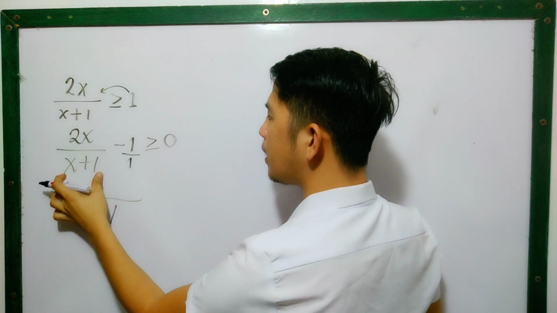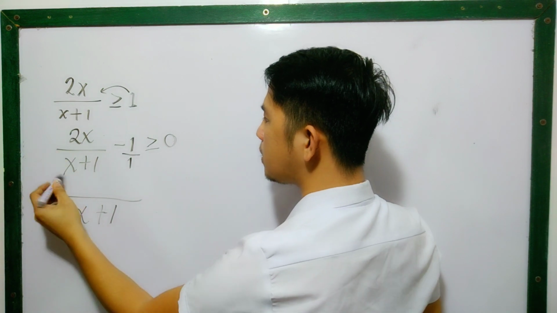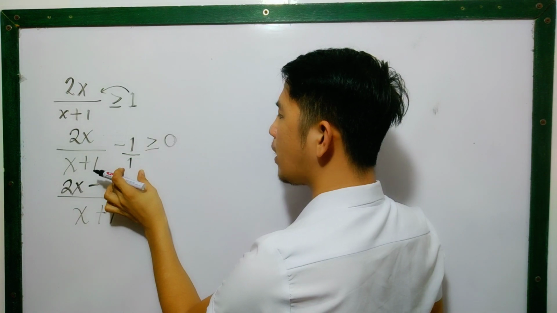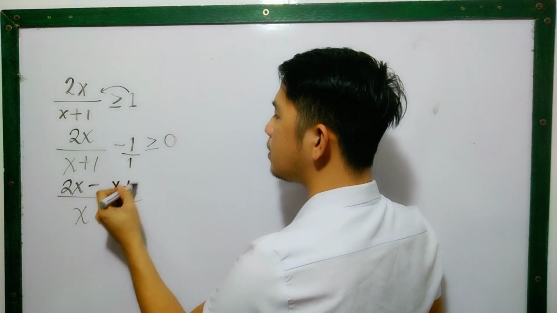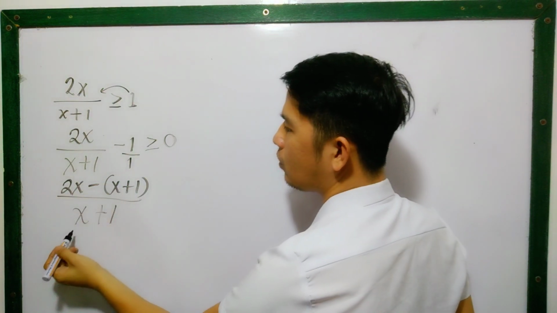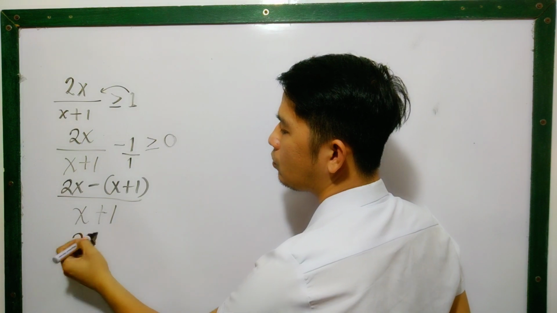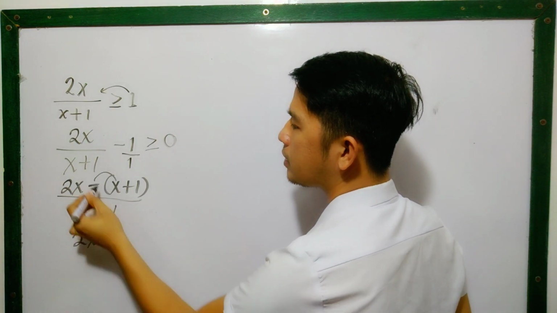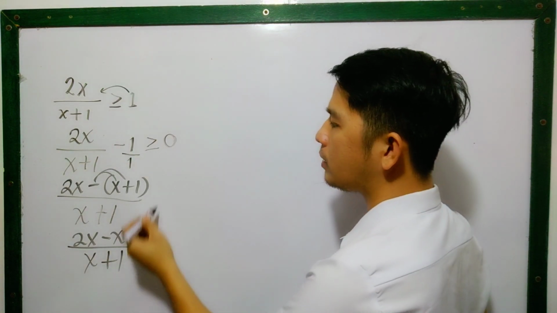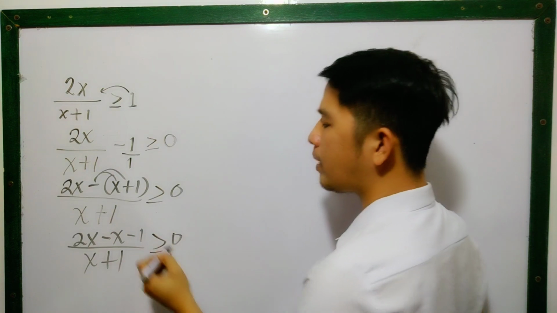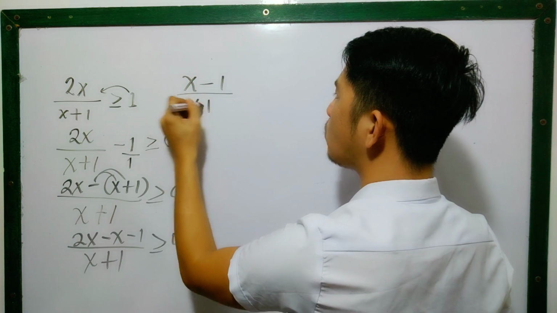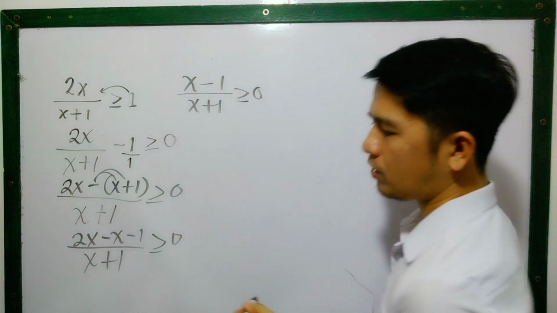X plus 1 divided by x plus 1 is 1 times 2x is still 2x. Minus x plus 1 divided by 1 is x plus 1 times 1 is x plus 1. Lagyan ng parenthesis. Dahil mag-multiply tayo dito. So, that will become 2x, negative x, negative 1 all over x plus 1 greater or equal to 0 parehas. Simplify natin, that is x minus 1 all over x plus 1 is greater or equal to 0.